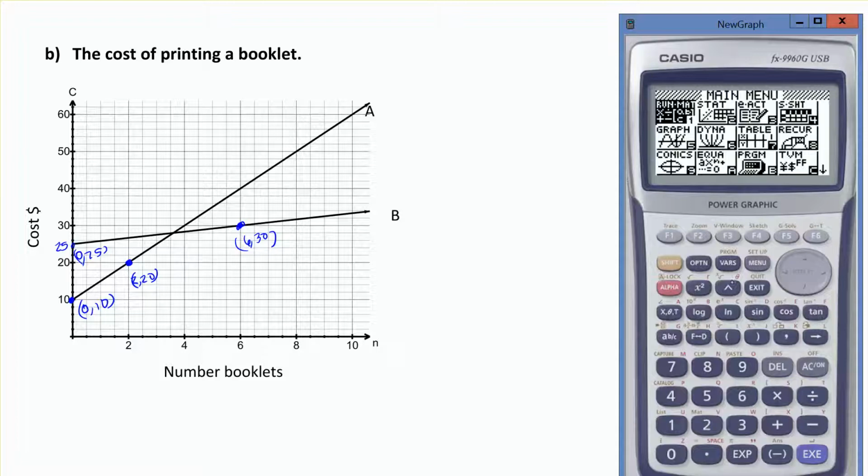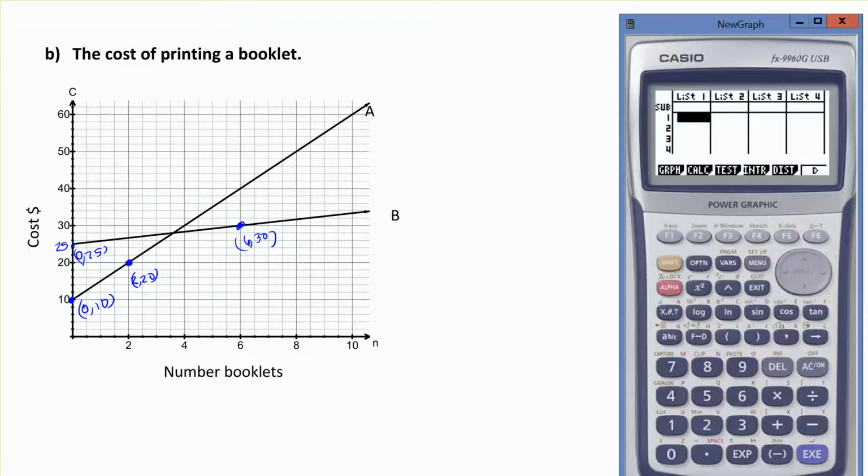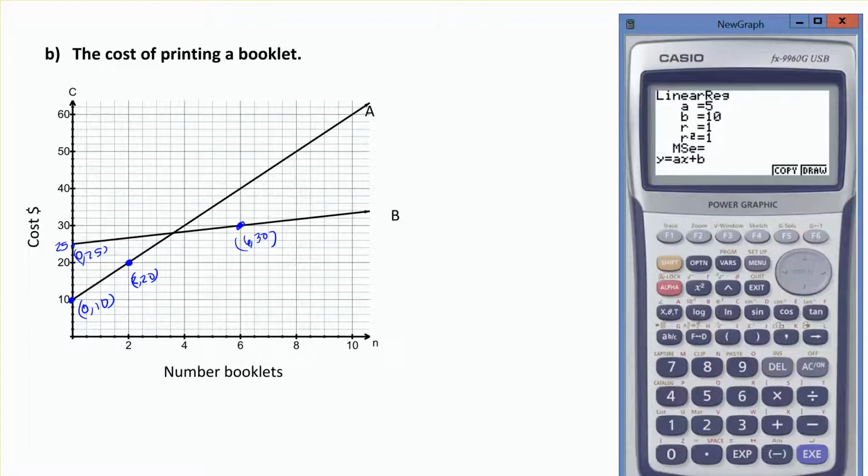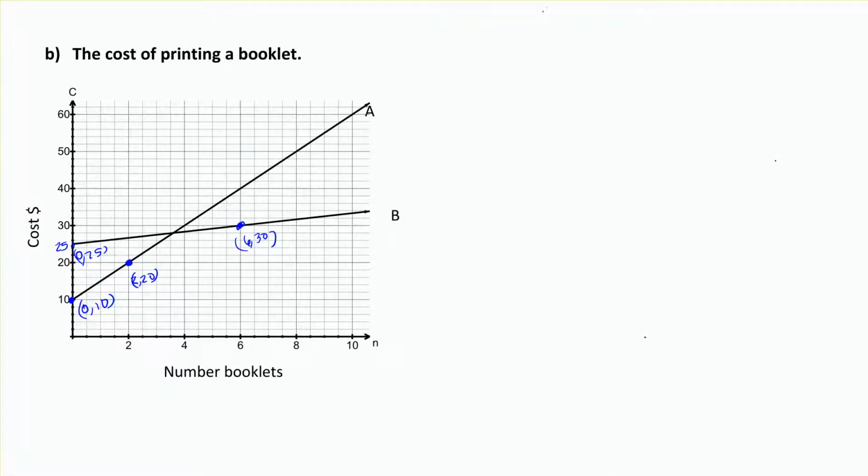So going into Stat, Menu, I'm going to enter in the 2 points for one of the lines, so that's 0 and 10 for graph A, and the next point on graph A is going to be 2, enter 20. Graph 1, calc x because it's linear. I can see my r squared is 1, so that's a good thing. And my gradient is going to be 5, and my y-intercept is 10. So for graph A, my rule is going to be y is equal to 5x plus 10.